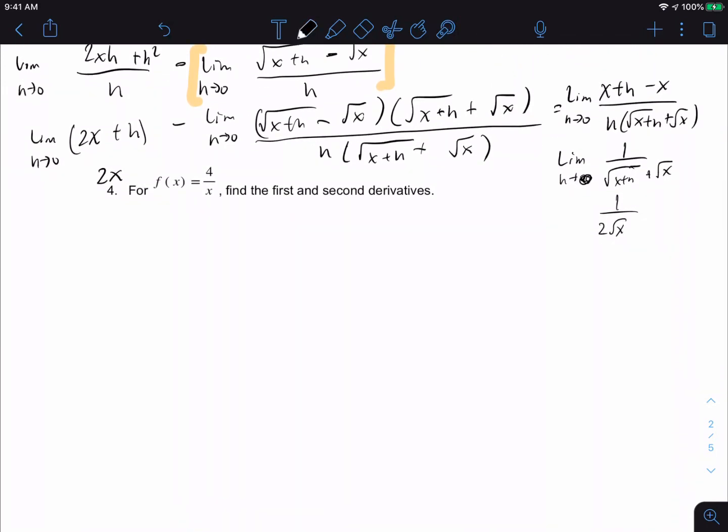Okay. Now it wants us to find the first and the second derivative. So with the first derivative, here I'll tell you what the answers are. It's that, and then, oh, what's the second derivative of this bad boy? X to the third.